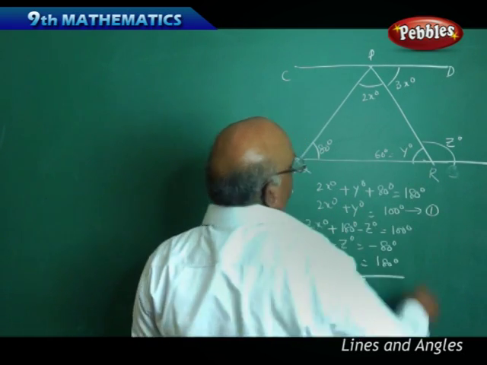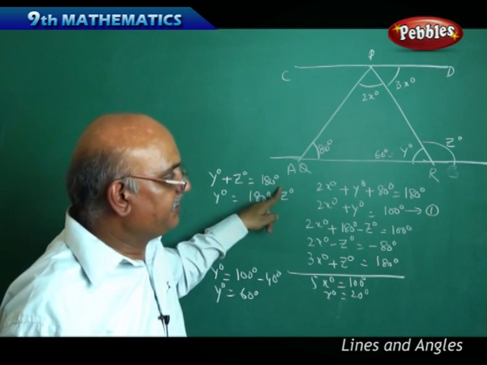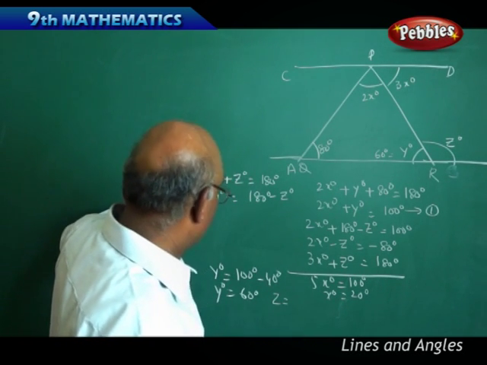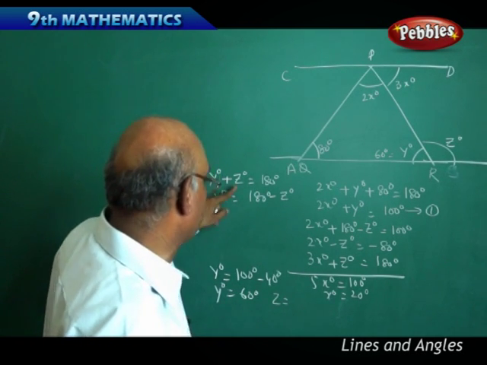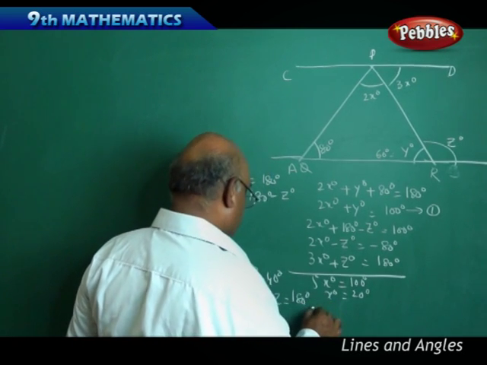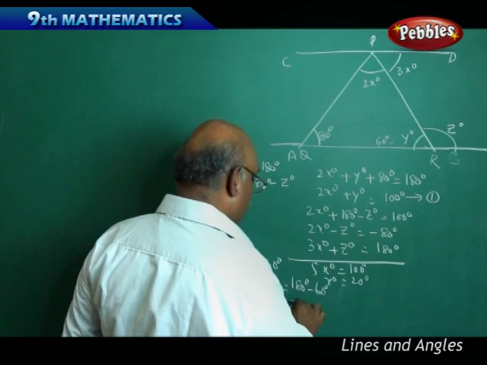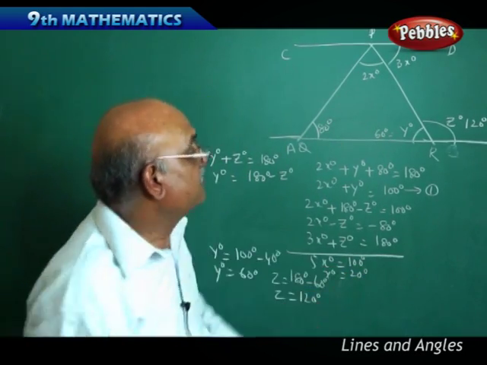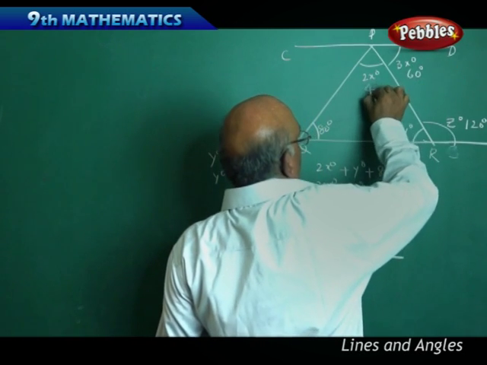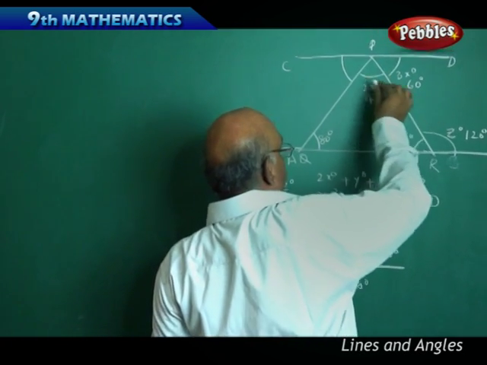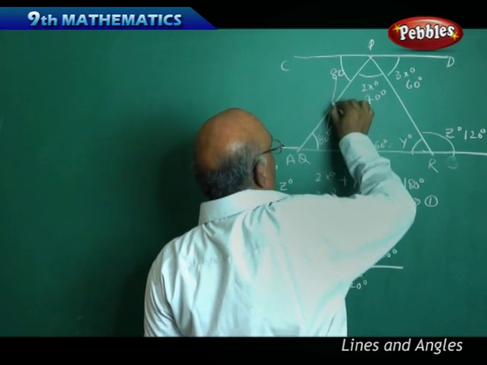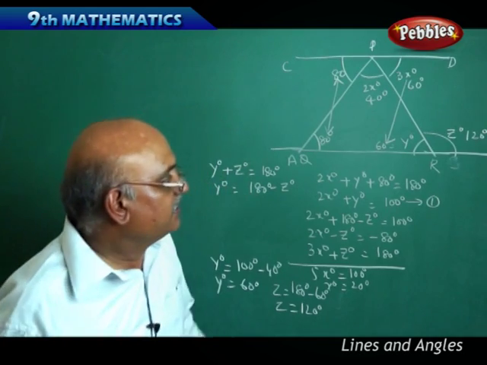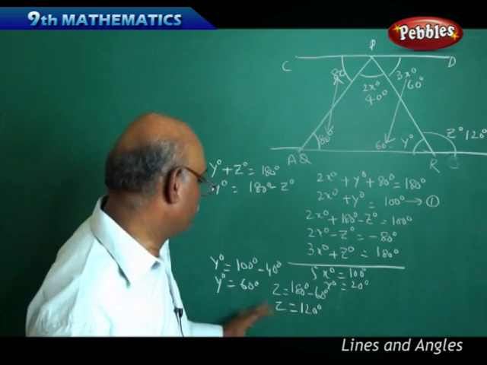Y equal to 60 degrees means we know that y plus z is equal to 180 degrees. Therefore, when y is equal to 60, z is equal to 180 degrees minus 60 degrees. Therefore, z is equal to 120 degrees. That implies z is 120, x is 20 means this will be 60 degrees, this will be 40, naturally this angle should be 80, that implies this angle and this angle are both equal. Now here x degrees is equal to 120 degrees.